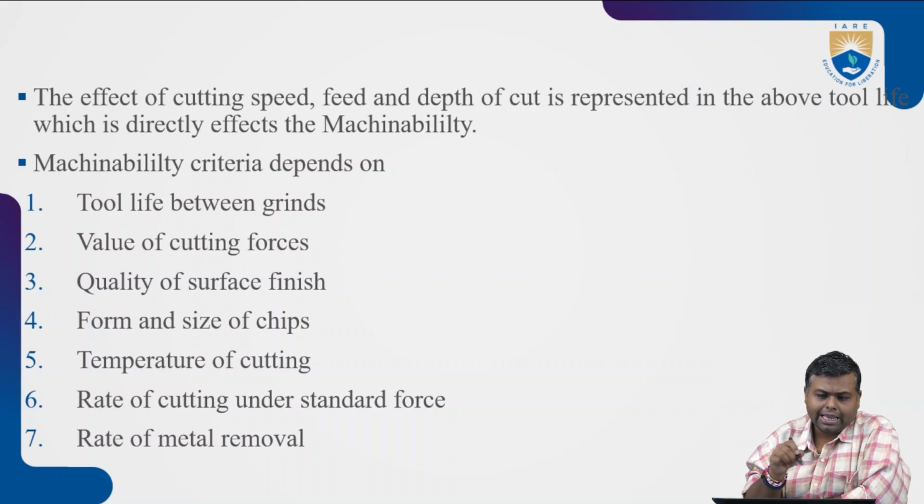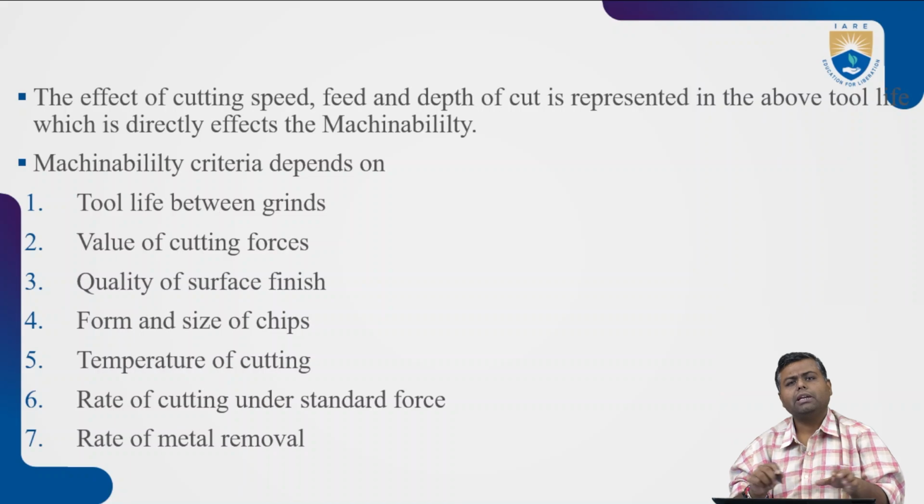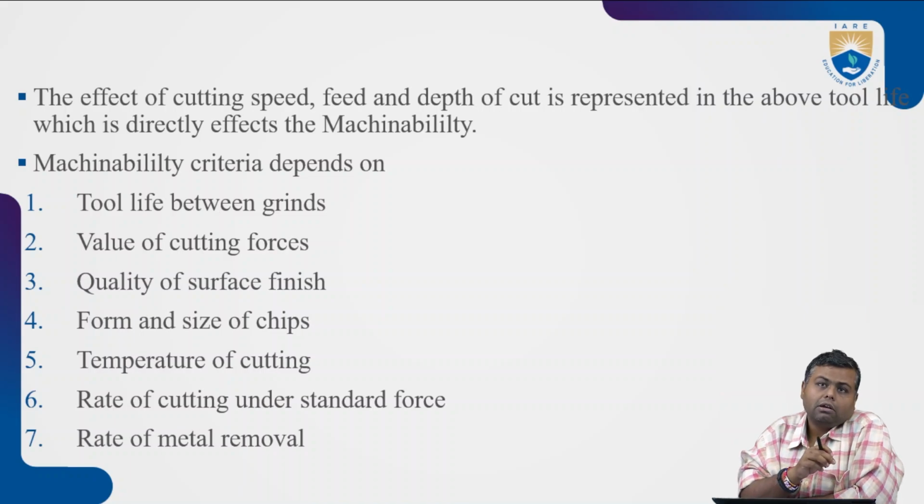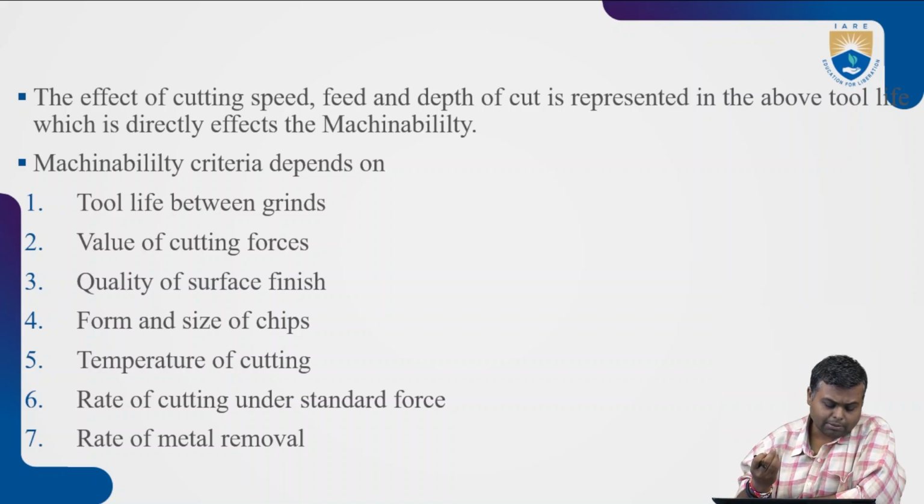Form means the area of the chip as well as the size of the chip. If the size of the chip is very large, that means the machinability index will decrease. If the size of the chip is very small, that means it is going very smoothly along the surface, then the machinability index number will increase.